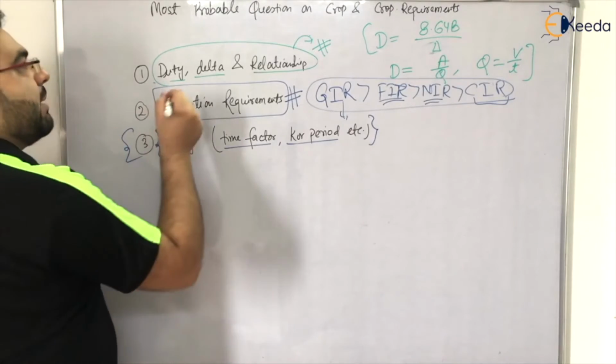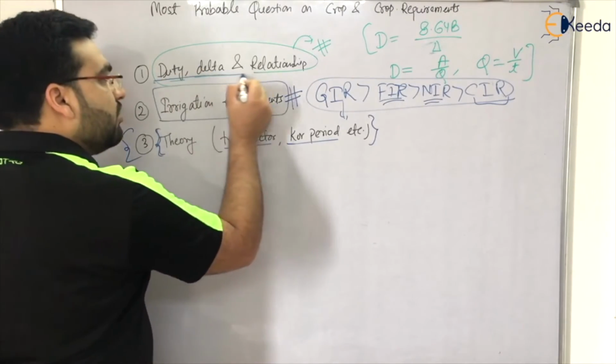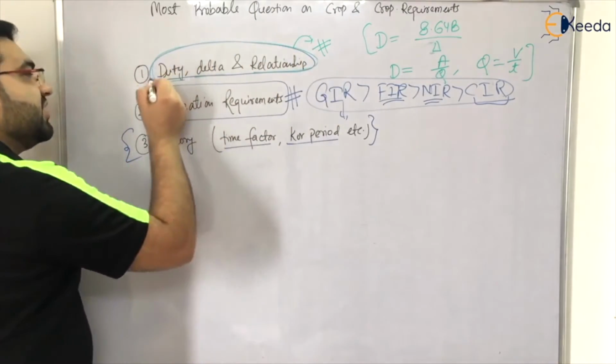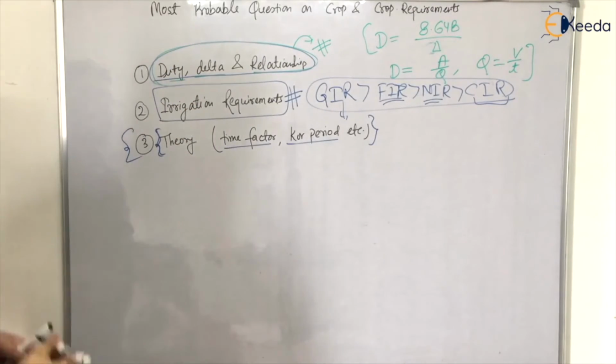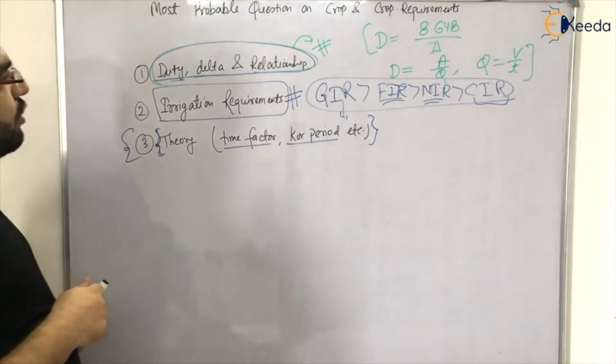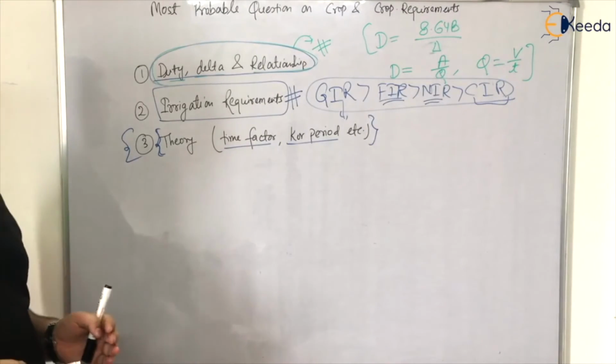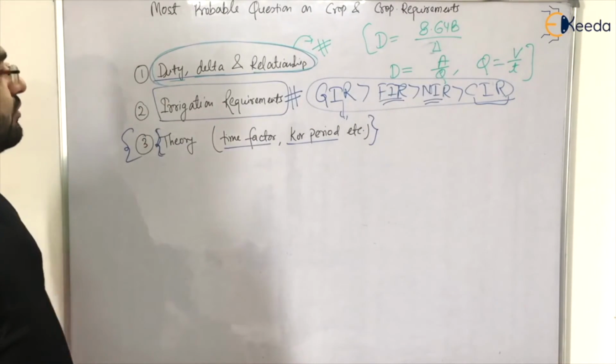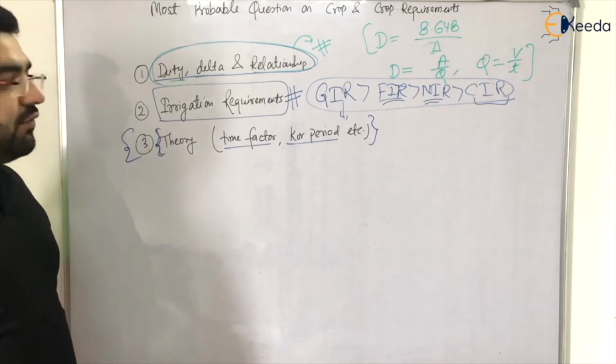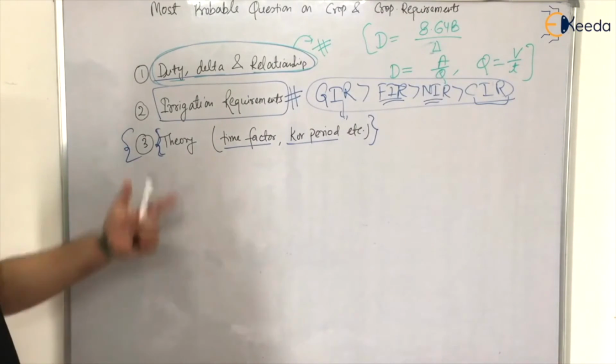The highest probability in this chapter is about the duty delta relationship, which still remains the most important topic in this chapter. So I hope that you know on which you have to solve more numericals, on which you have to solve fewer numericals, right? On which you have to focus more, and on which you have to focus less, right? Okay. So I hope that you have understood this.